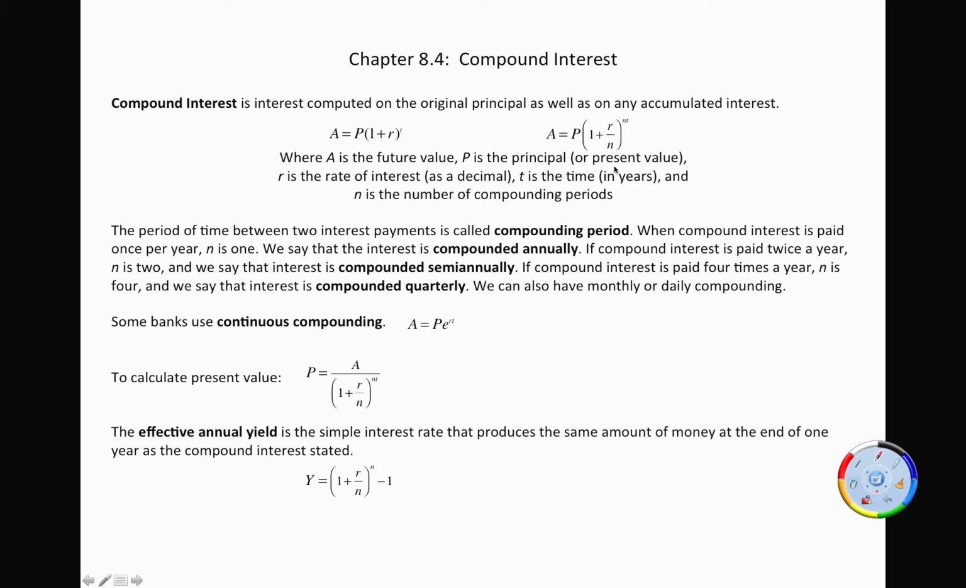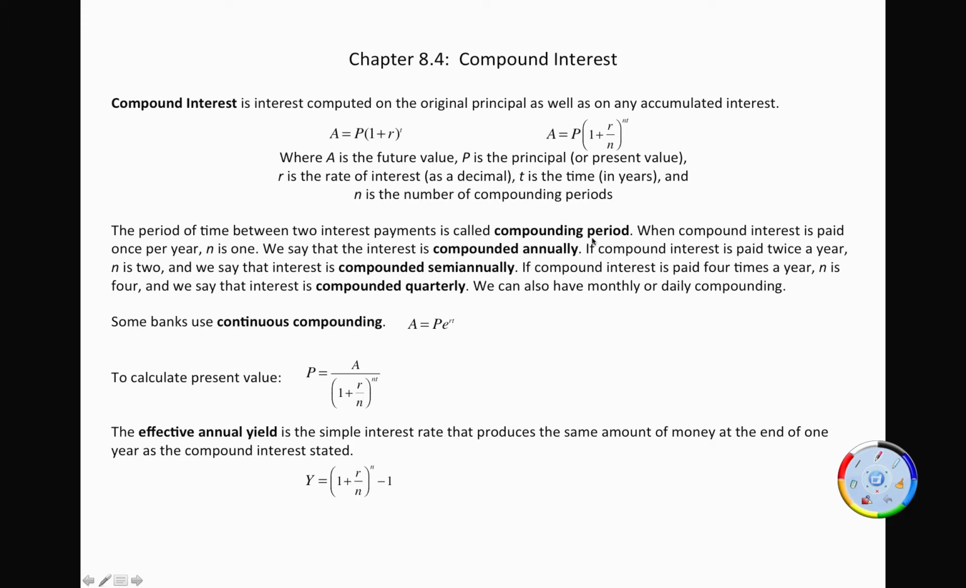Okay, here are formulas for compound interest where A is the future value or the accumulated amount, P is the principal or present value, R is the rate of interest as a decimal, T is the time in years. So all of those we had on our previous formula for simple interest, but now we've added N, the number of compounding periods. The period of time between two interest payments is called a compounding period.